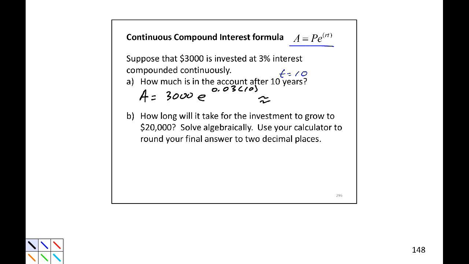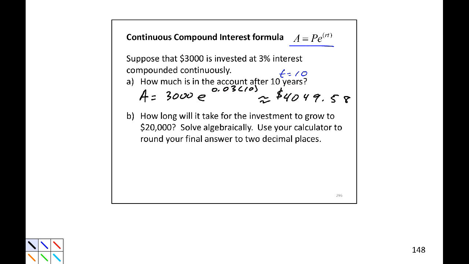All right, so that would be $4,049.58. That's the approximate value after 10 years. Now part B asks how long will it take for the investment to grow to $20,000? Solve algebraically and then use your calculator to round your final answer to 2 decimal places.